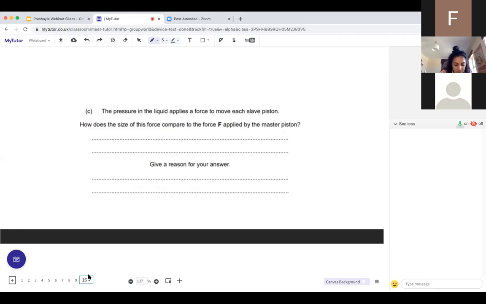What year group is this topic? Year 11. Do I have to use 9.8 newtons per kilogram, or can I use 10? No, you cannot use 10. You must use 9.8, or more accurately, 9.81. They won't accept it if you use 10 because it's too much of a round up, too much of an estimation.